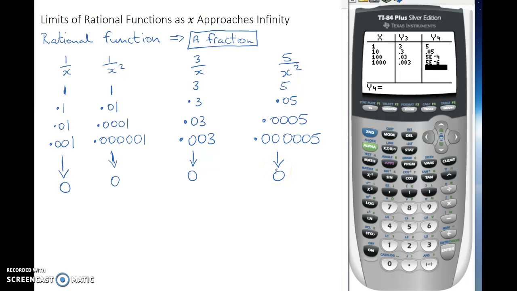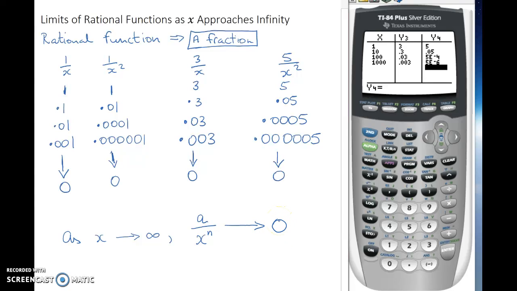So, as x moves closer and closer to infinity, if we have a fraction, anything can be on top, so we'll use a for any number on top, then a over x to the power of n, where n is a positive number, is getting closer and closer to 0.